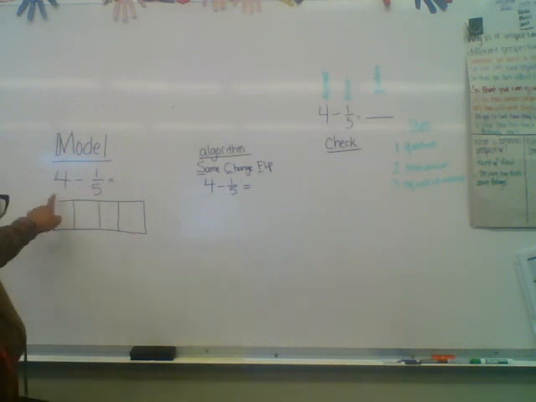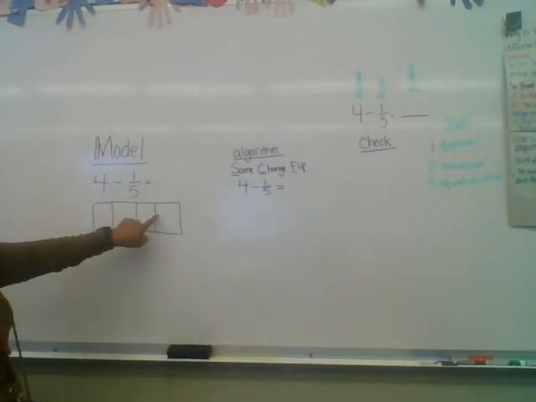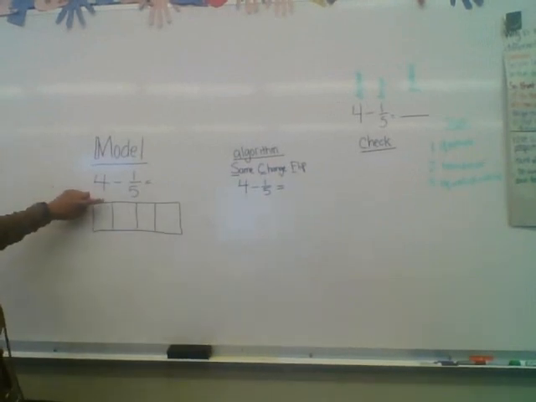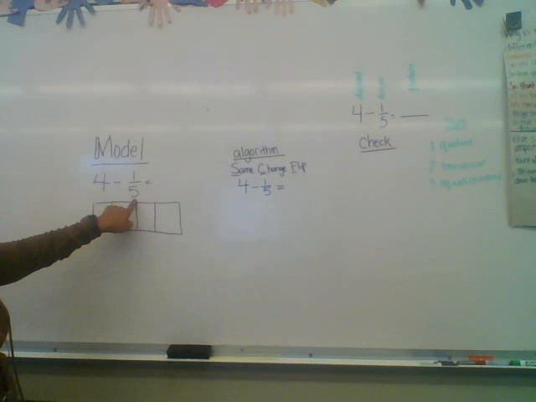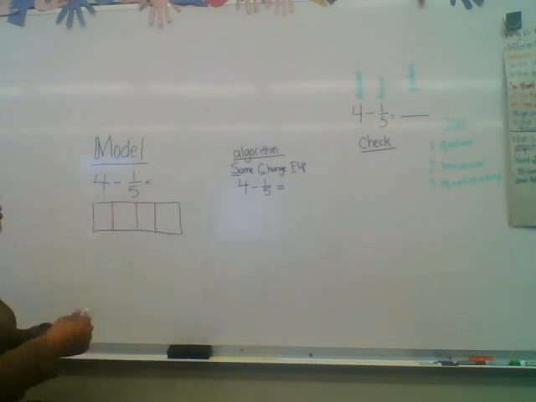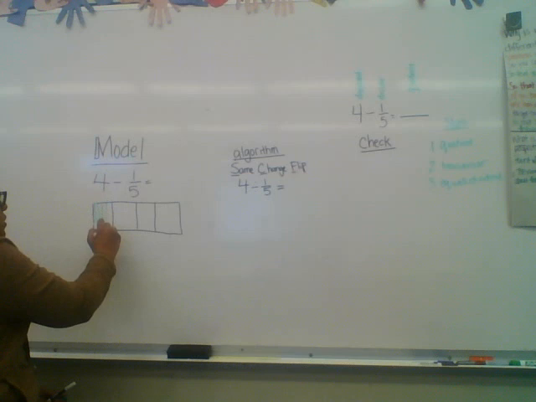So the 4 is represented by 4 whole boxes. So we're saying 4 whole boxes, and these boxes are going to be divided into fifths. Because our denominator is a 5, that means we're going to divide these boxes into fifths. So 1, 2, 3, 4. So drawing 4 lines will give me 5. 1, 2, 3, 4, 5. So I'm doing that for all of them.